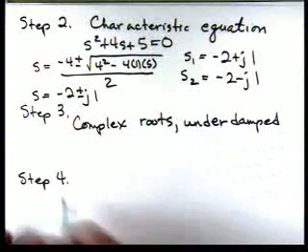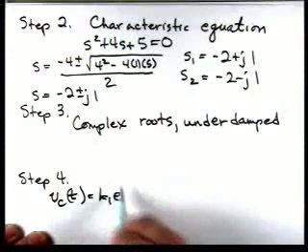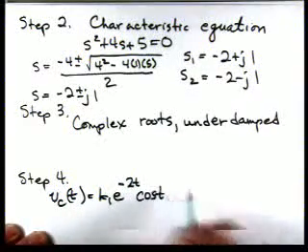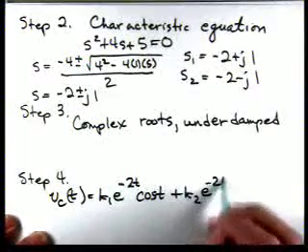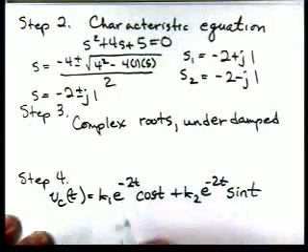and the form of our solution then is going to be K1 e to the minus 2t cosine t plus K2 e to the minus 2t sine t plus the K3.